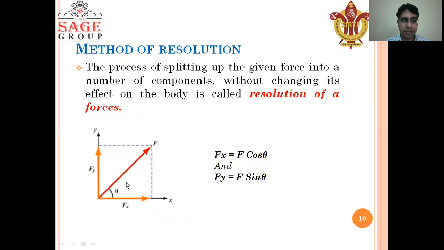Here you can see these are the two forces, Fx and Fy, or here this is the force F. You can see this is the x direction and the y direction. The force F is inclined at angle theta from the x direction. So we have to split it, or resolve it, in two directions, x and y directions. This force has two components, F cos theta and F sin theta. So Fx is equal to F cos theta and Fy is equal to F sin theta.